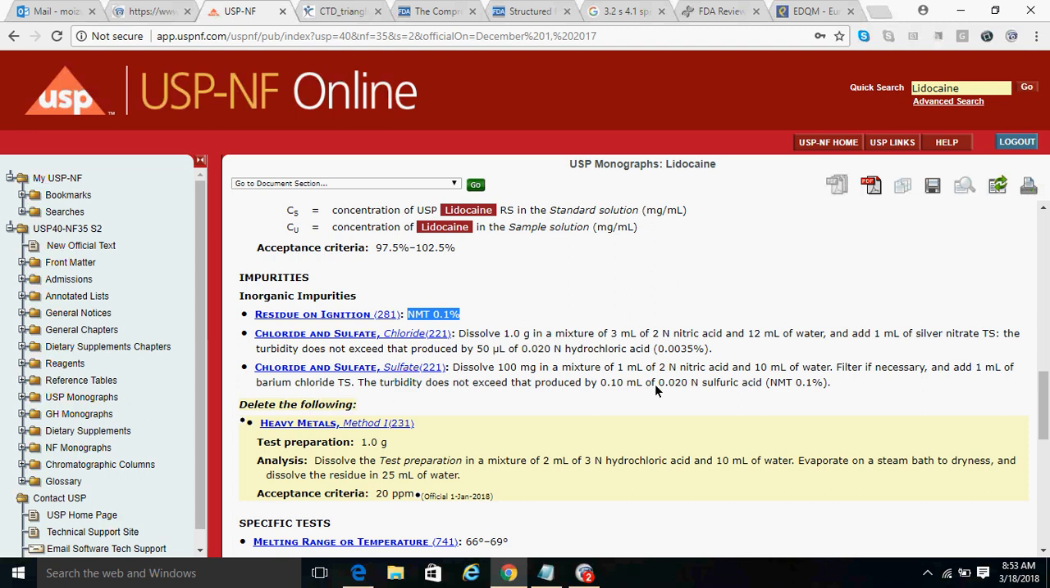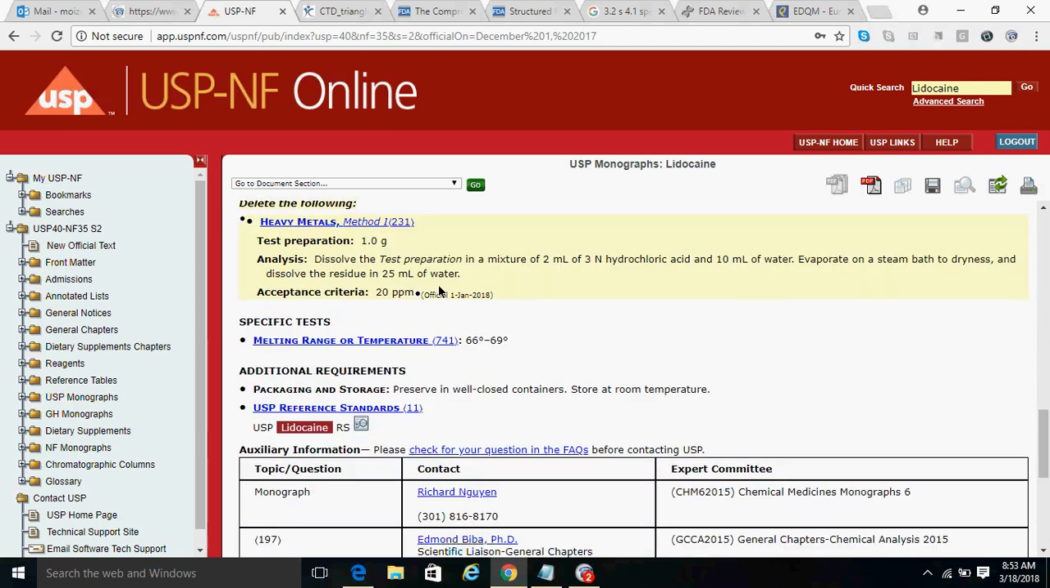Chlorides and sulfides, what is the limit? Not more than 0.1. It will tell you very clearly. Heavy metals, for example, heavy metal test, acceptable criteria is 20 ppm. Whatever the drug, even now in your house, pick up any drug, go to any store, pick up any tube, pick up any stuff. It should have USP, like lidocaine USP, meaning it's manufactured as per USP, United States Pharmacopeia.